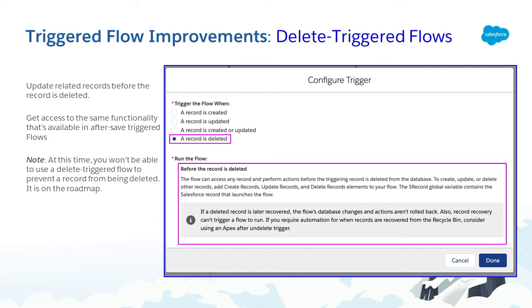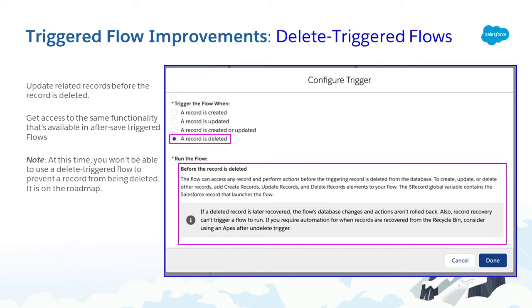Because before delete triggered flows intercept the request before it gets to the database, the record hasn't yet actually been deleted. For this reason, before delete triggered flows can access records that are related to the soon-to-be deleted record, whether it's through a master detail relationship or through a lookup relationship.